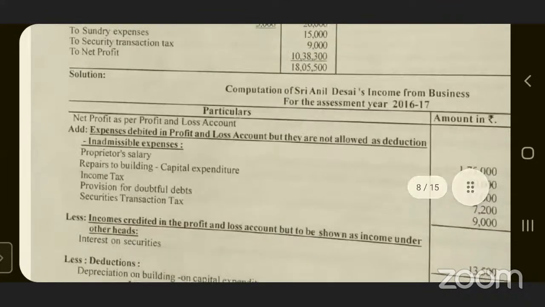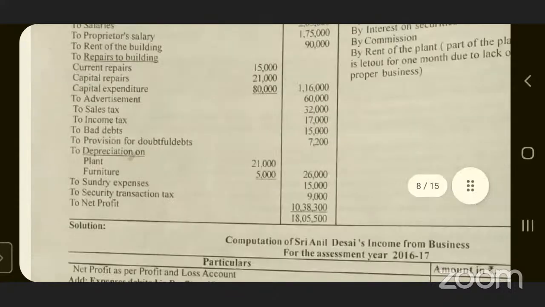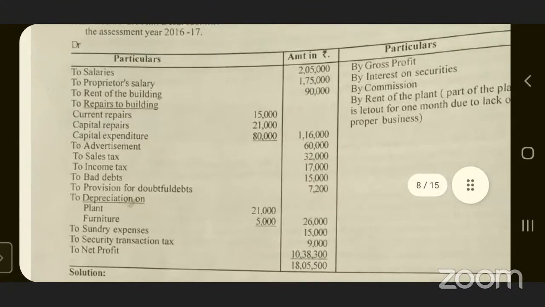Next, income tax, provision for doubtful debts, any other taxes are not allowed as admissible expenses. So that's why we are adding all these. So one by one, let us see.